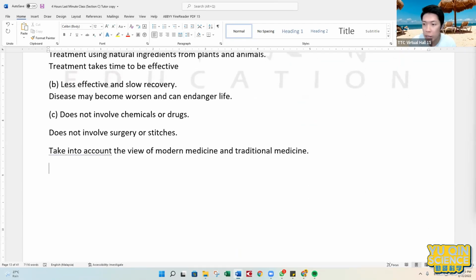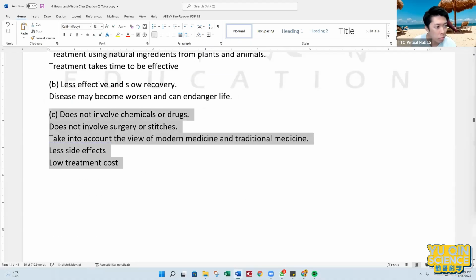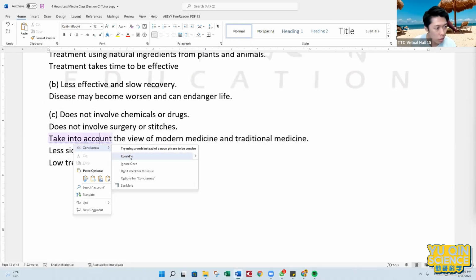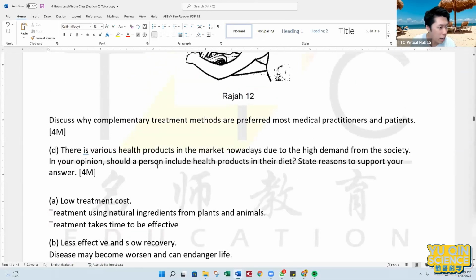Less side effects. I like that, short and simple. More affordable, which means low cost actually. Low treatment cost is acceptable as well. Okay, I have five answers now.